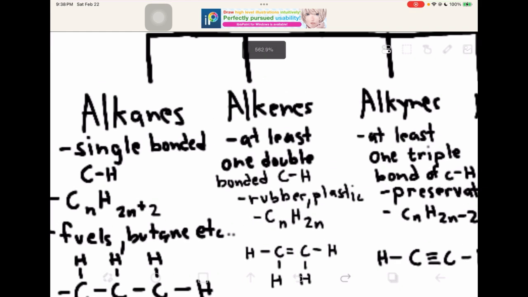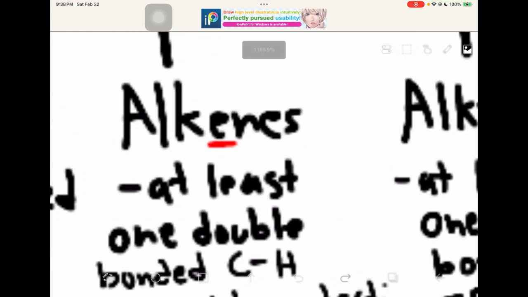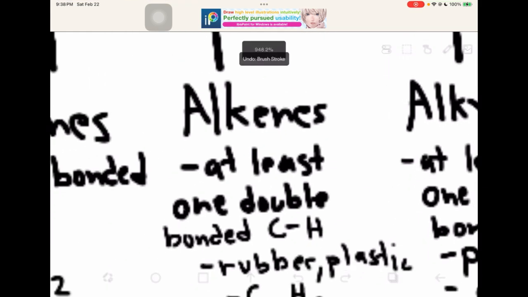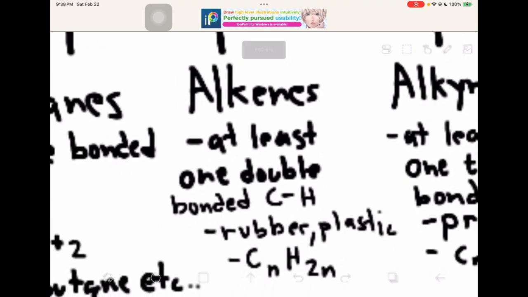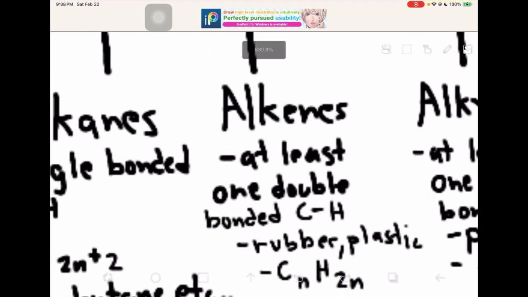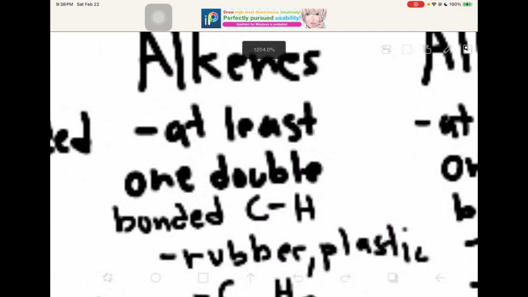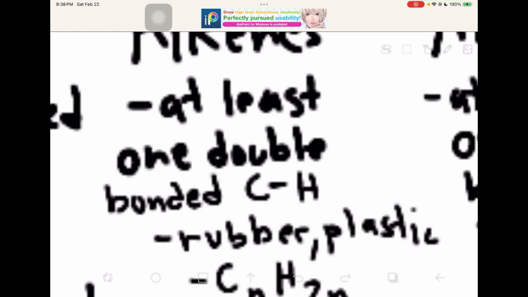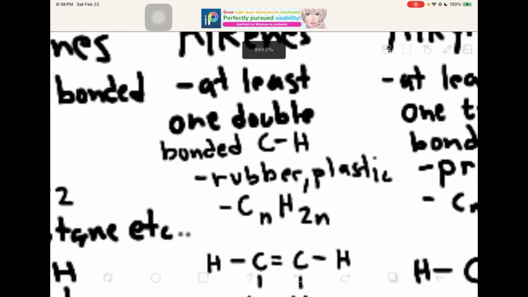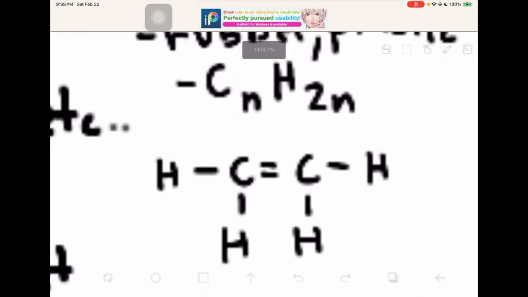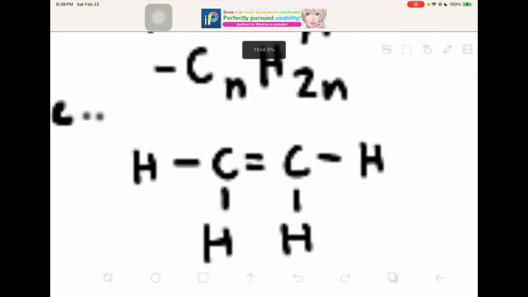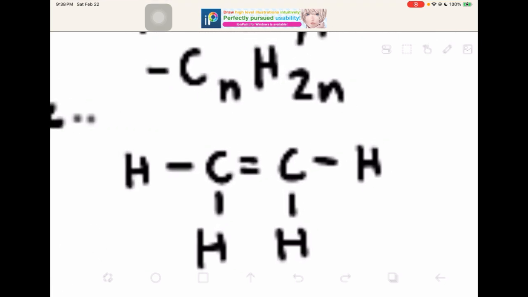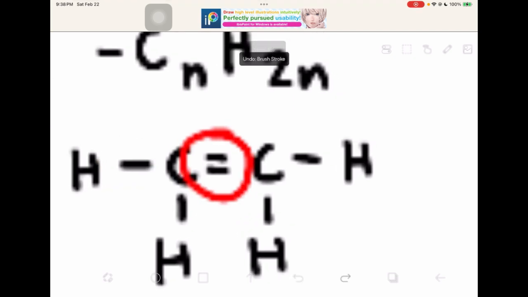Okay, next one. Alkenes, as in E-N-E. This one, unlike our previous hydrocarbon, alkanes, has at least one double bond between carbons. To visually see this, we have to look at the drawing I made here. As you could see, I told you to pay attention to the lines, and this time there's a double line over here indicating a double bond.